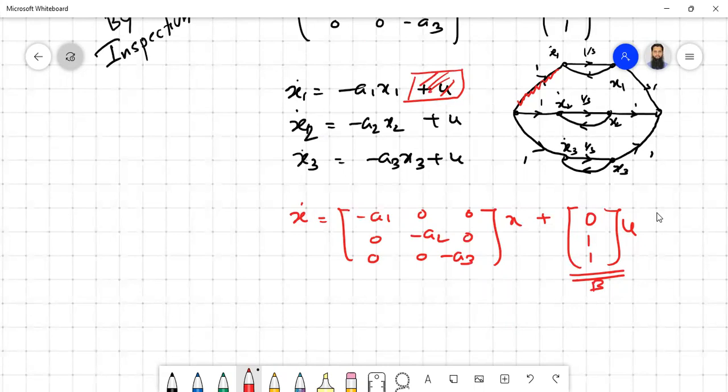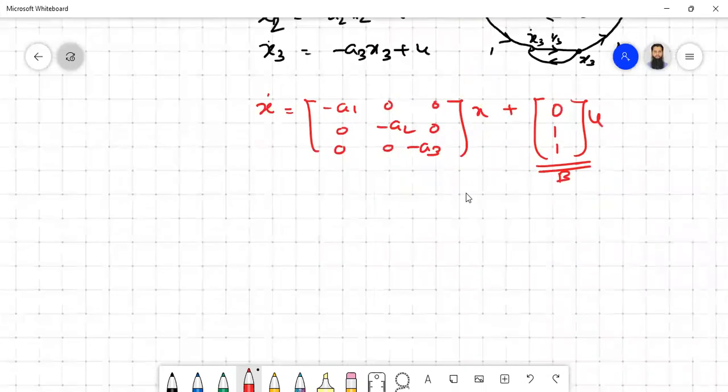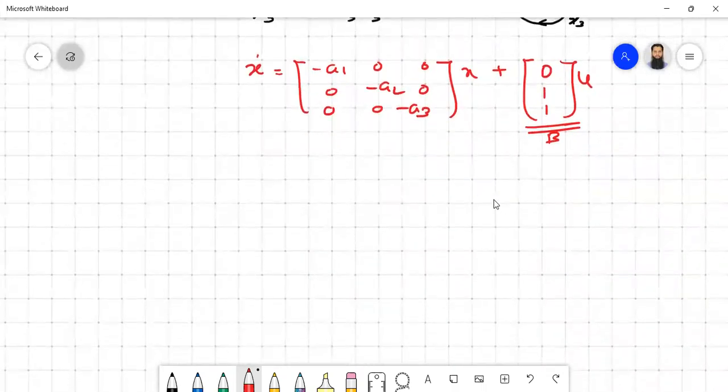This is by inspection. Now, this condition is quite rigid: the system has to be represented in the parallel form, the eigenvalues have to be distinct, you have a diagonal system matrix, and the system has to be decoupled, as we said, that x1 dot only depends on x1, x2 dot only depends on x2, and x3 dot only depends on x3. Only if all these conditions are true can we look at the B matrix and identify whether the system is controllable or not.